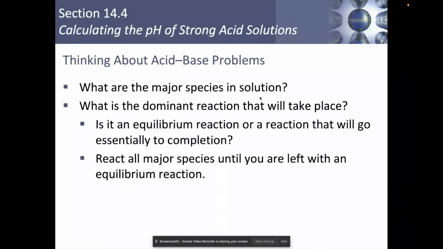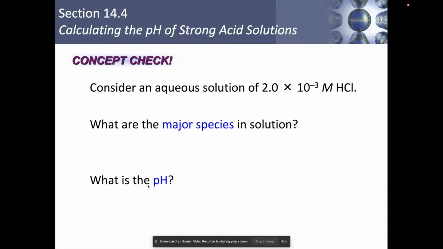For weakly acidic and weakly basic solutions, we have the opposite, where we have more reactants than we do products. Okay, so like it says, react all major species until you're only left with your equilibrium reaction. And most of the time it'll have you solve for the pH if necessary. So we have a couple of concept questions here that really get to the core of what was on the previous slide. Let's consider we have an aqueous solution of 2.0 times 10 to the negative 3 moles per liter of hydrochloric acid. What are our major species in that solution, and what is the pH of that solution?